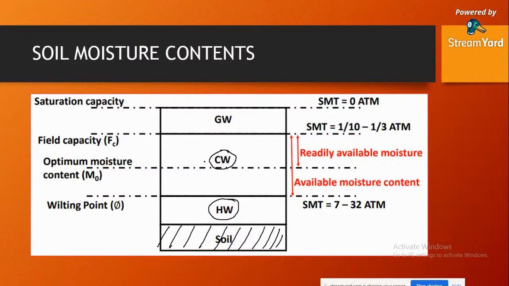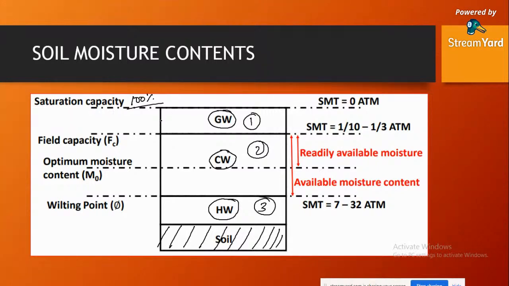Above that, if some water is retained above the capillary water, that is called gravitational water. So water is stored in the soil in three parts. The top limit, the maximum limit of the gravitational water, is called saturation capacity. Saturation capacity means all the voids of the soil will be saturated.